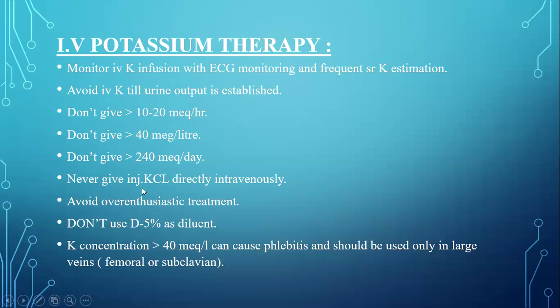Never give potassium chloride injection directly intravenously because it can cause arrhythmia and sudden death. Avoid over-enthusiastic treatment. Hypokalemia is safer than hyperkalemia. Don't use 5% dextrose as diluent for potassium chloride because dextrose causes release of insulin, which will worsen hypokalemia. Potassium concentration of 40 milliequivalent per liter can cause phlebitis. So do not use in peripheral veins, but it can be given in large veins through a central line, femoral or subclavian vein.